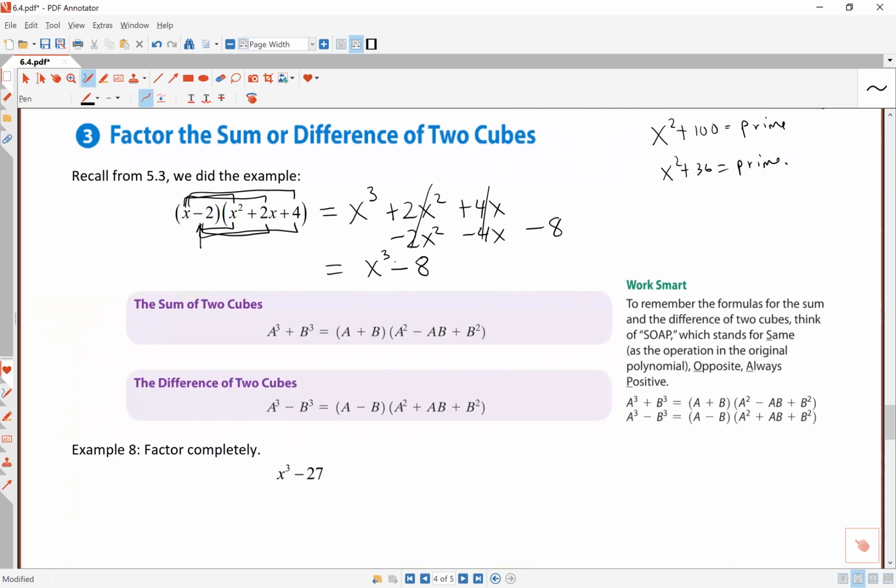Each of those are perfect cubes. X cubed, and 8 is 2 cubed. This is called the difference of two cubes. And so we follow that pattern in order to factor the difference of two cubes.